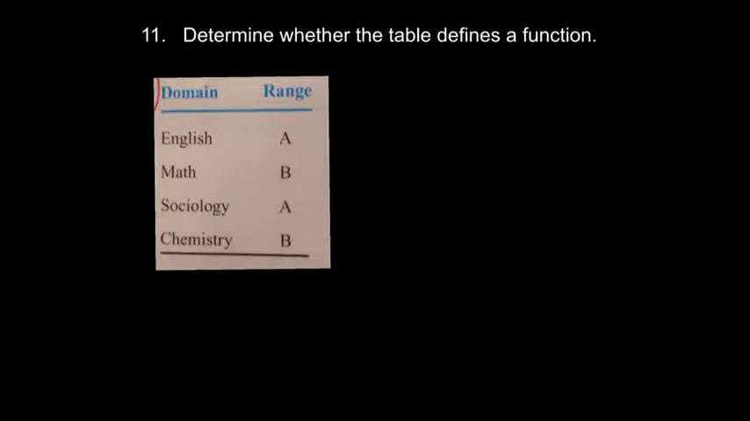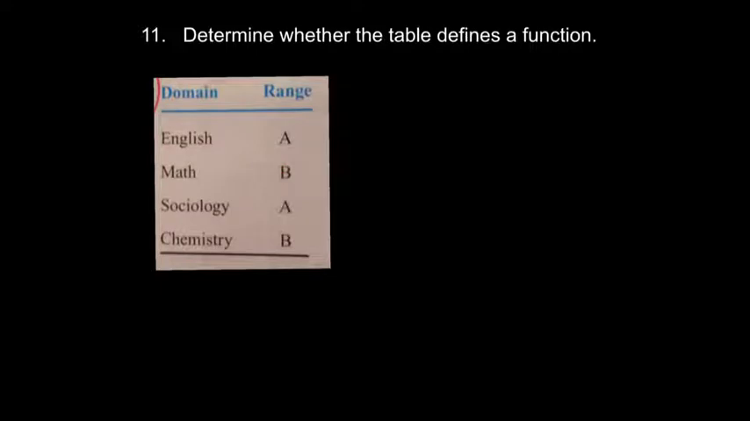Next, instead of numbers, we're given subjects, school subjects, as elements of our domain: English, math, sociology, and chemistry. This looks like a report card in which the subjects are the elements of the domain, and then the grades are the elements of the range. In this particular table, the domain element of English is paired with an A. It's not paired with anything else.